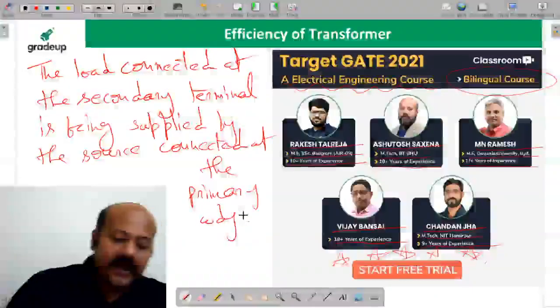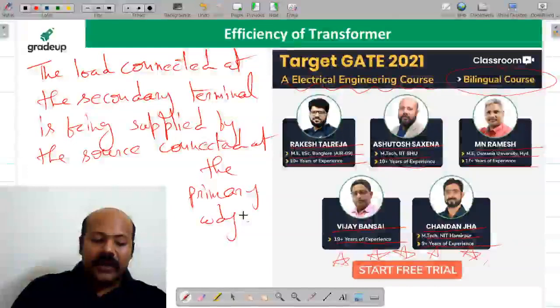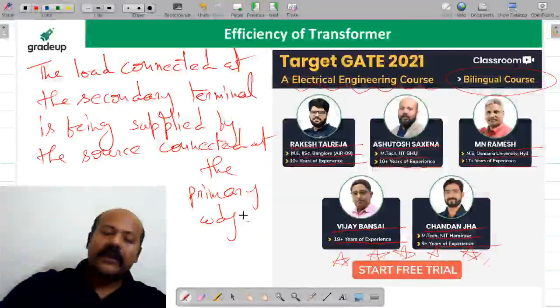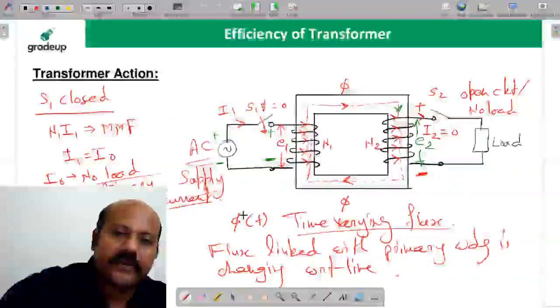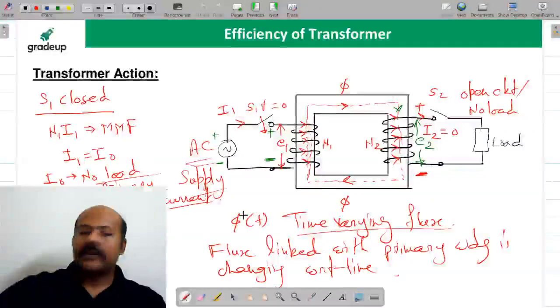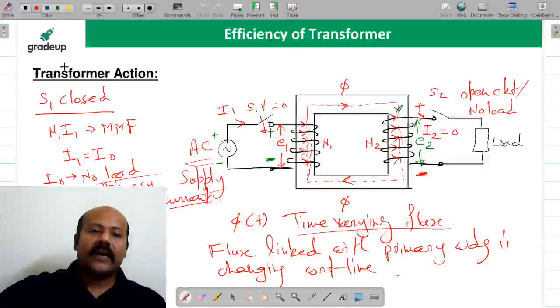GB Raju is asking, sir, why flux is going to be constant when load is connected? Beta GB Raju, you listen to me. I am just writing one statement and you will tell me what is the answer.